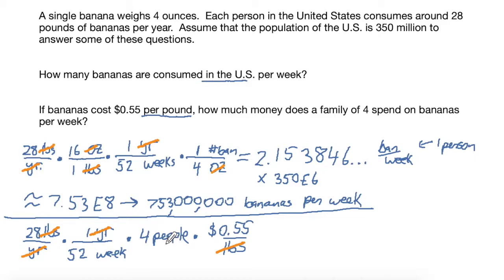This would be 28 times 4, I always do the multiplication first, times 0.55 divided by that 52. So we're talking, how much does a family of 4 spend on bananas per week? It turns out to be $1.18. $1.18 per week on bananas. Per week. And that's it.